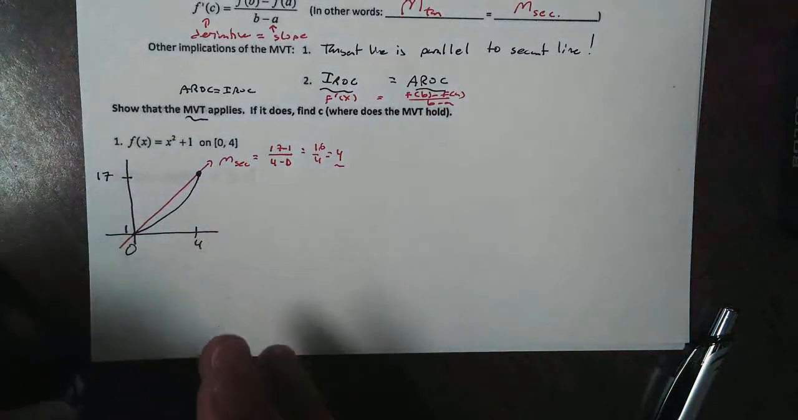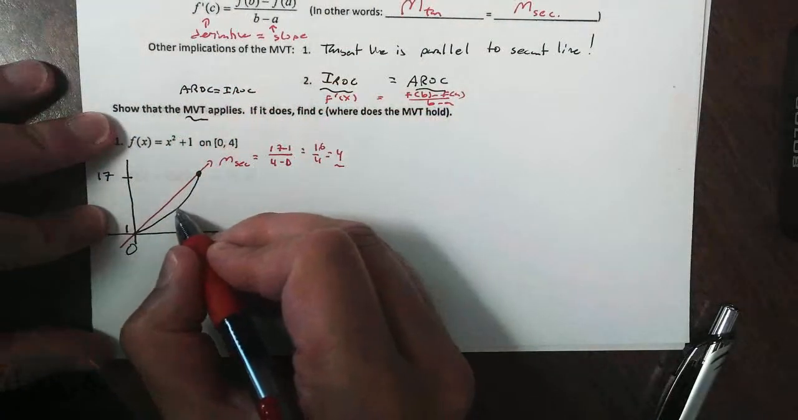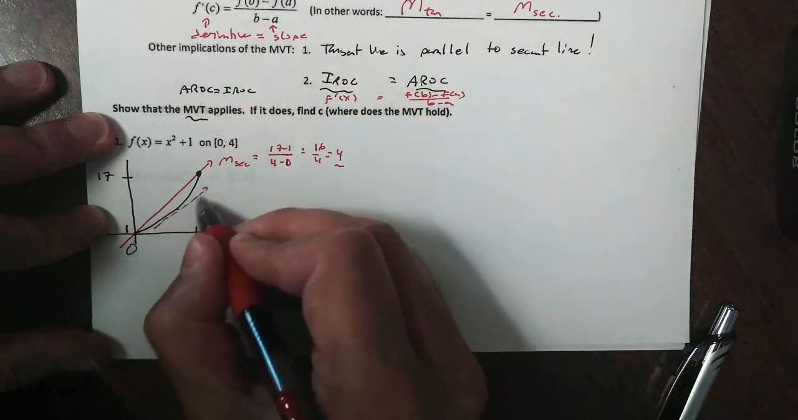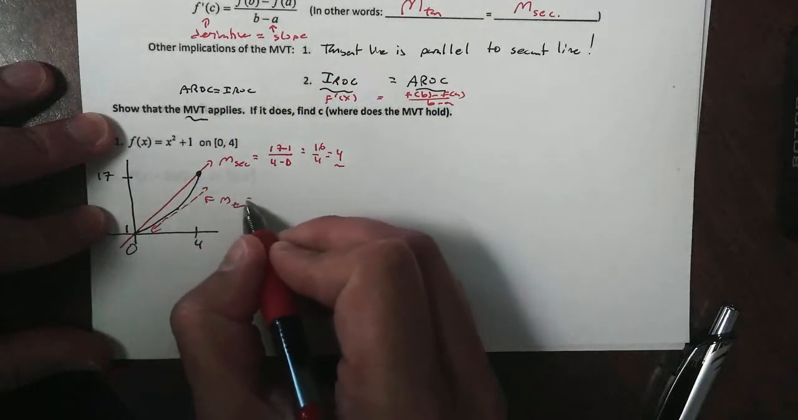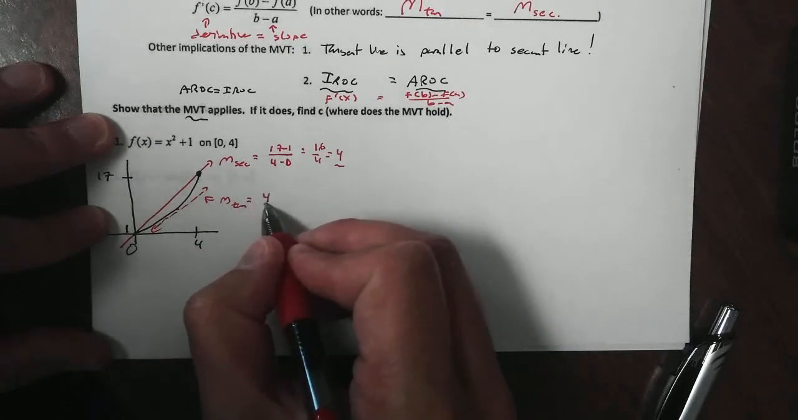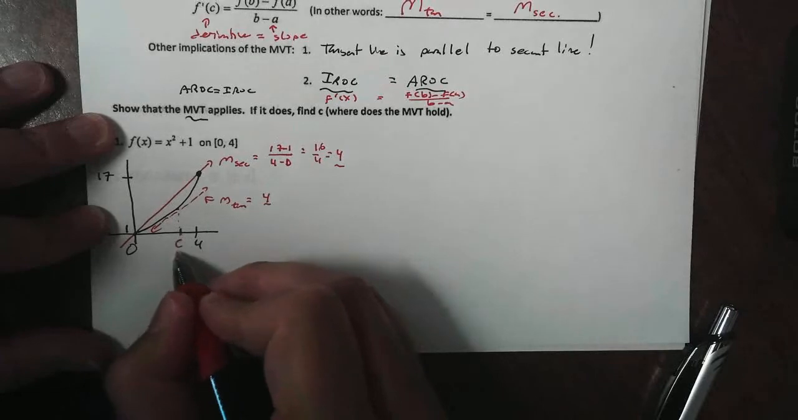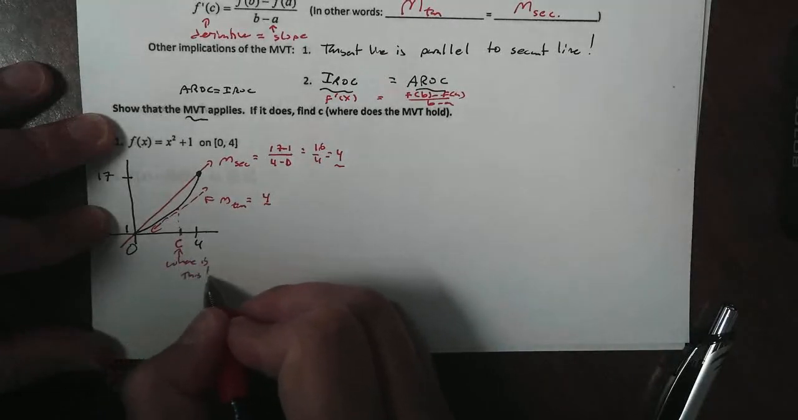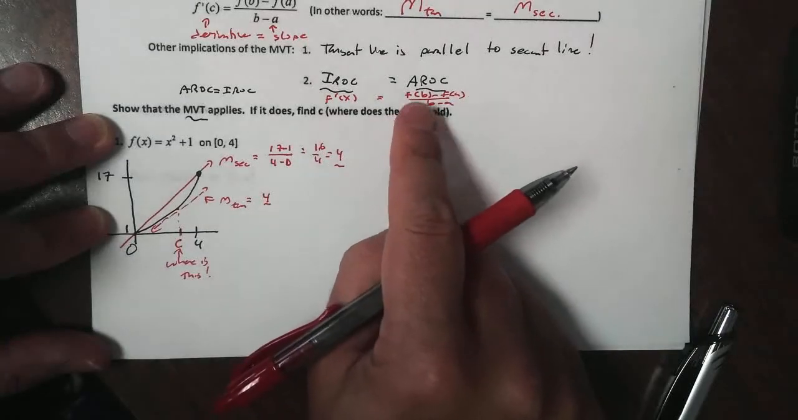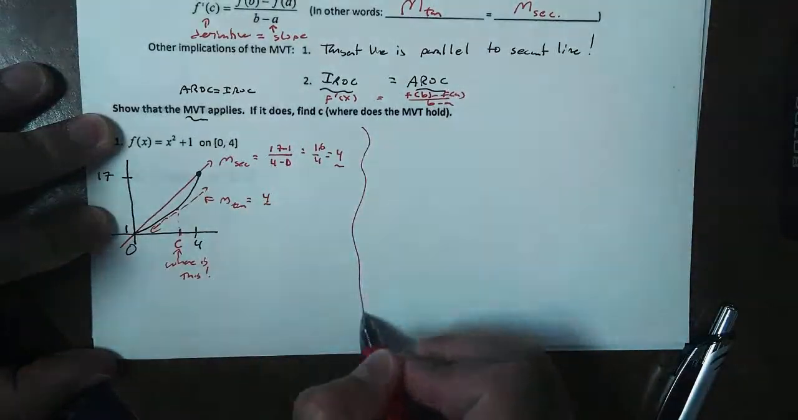So what that tells me is my average slope is 4 somewhere on that graph, probably right about here. At this point right here, my slope of my tangent line also must equal 4. What we have to do is find out, well, where is this? And that's the goal. We want to find out where that occurs. So to do that, we do the mean value theorem.